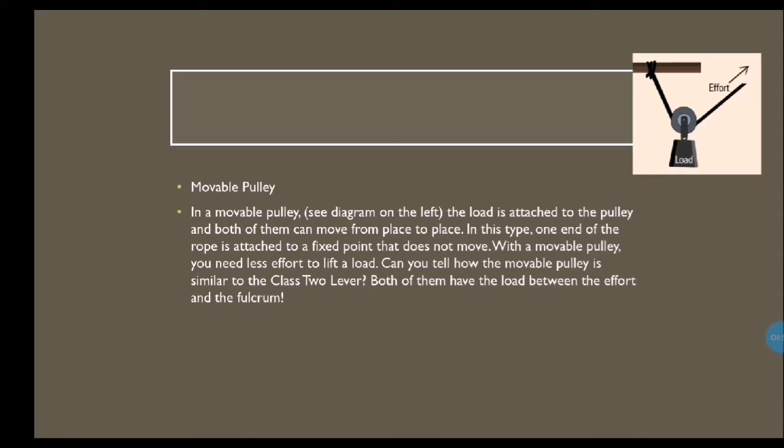The movable pulley. In a movable pulley, check the photo. The load is attached to the pulley and both of them can move from place to place. In this type, one end of the rope is attached to a fixed point that does not move. With a movable pulley, you need less effort to lift a load. Can you tell how the movable pulley is similar to the Class 2 lever? Both of them have the load between the effort and the fulcrum. So this is the similarity between the movable pulley and the Class 2 lever.